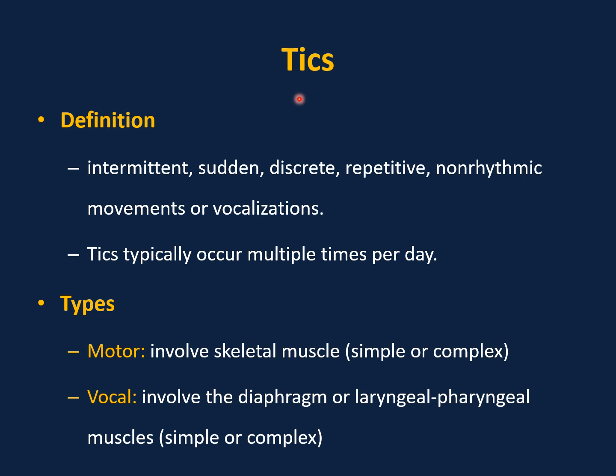It's important to be familiar with tics because it's common in pediatrics. It is intermittent, sudden, discrete, repetitive, non-rhythmic movements or vocalization or both. Tics typically occur multiple times per day. Types: motor and vocal. Motor involve the skeletal muscle, can be simple movement or complex movement. Vocal can involve the diaphragm, laryngeal or pharyngeal muscles and can also be simple or complex sound.